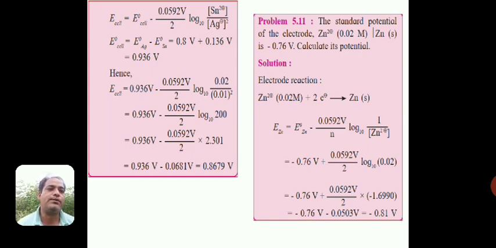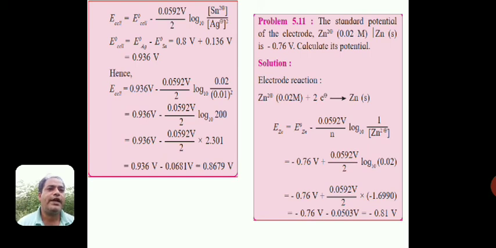Now the next problem is regarding the electrode potential. So in the next problem, the standard potential of the electrode, they are given the electrode Zn2+ in bracket 0.02 molar, then Zn, single vertical line is there, and then Zn.